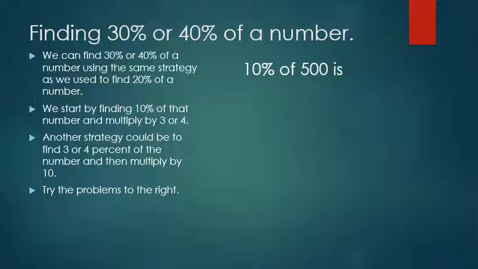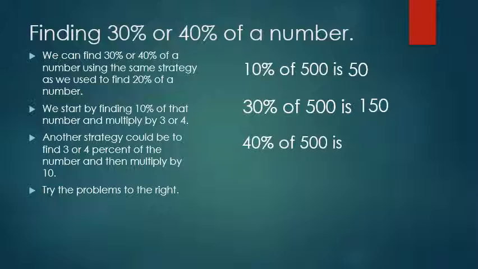So if we're looking at the number 500, 10% of 500, we move the decimal 1 place to the left and it would be 50. So we can use that information to help us first find 30% of 500. So 30% of 500 is just 50 times 3, which would be 150. And 40% of 500 would just be 4 times 50, which is 10% of 500, and that's 200.